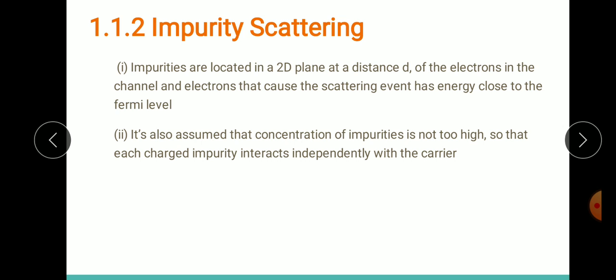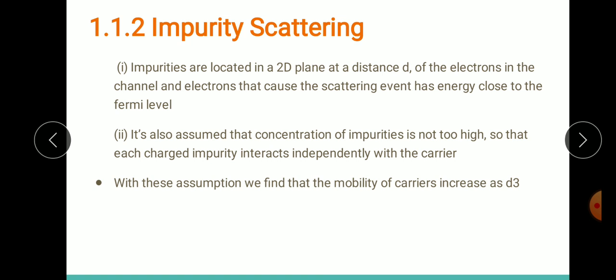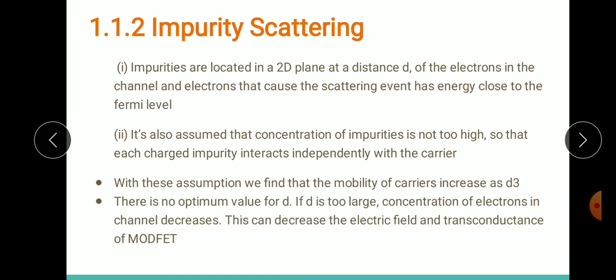Keeping these assumptions in mind, we can find that the mobility of carriers in the case of a MOSFET increases as d cube. It's d cube. And what is d? If you remember, d is nothing but the periodicity of the well. The width of the well plus the barrier together forms your periodicity d. Now, with what regard can we select a value for d? In fact, there is no particular or perfect value for d.